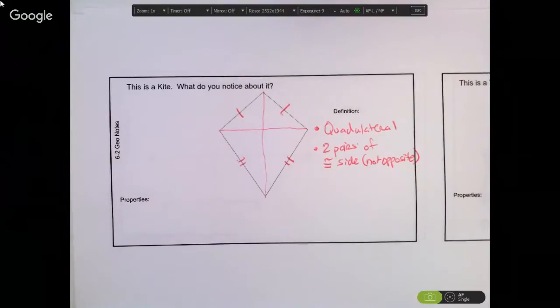Okay, stop talking, guys, about random stuff that's not related. Stop talking, please.